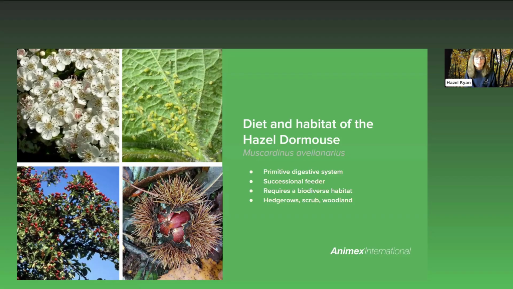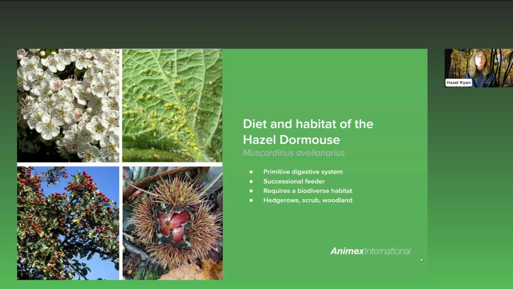And this is one of the reasons why they need a really biodiverse habitat with a good range of species, and also a dense understory and good habitat connectivity to be able to move to different areas to feed and to be able to climb up and down into the canopy very easily from their nest sites.